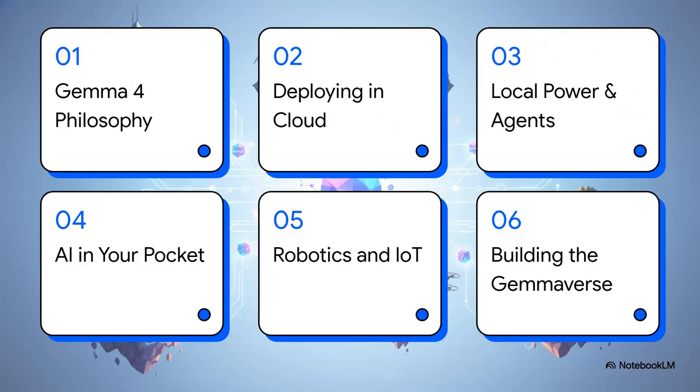So here is our roadmap for today. We'll start with the Gemma 4 philosophy, move into deploying in the cloud, then dive into local power and parallel agents, AI in your pocket, robotics and IoT integration, and finally, building the Gemmaverse. We are going on a zooming in journey today, starting way up at the massive cloud scale and working our way all the way down to microscopic offline devices.